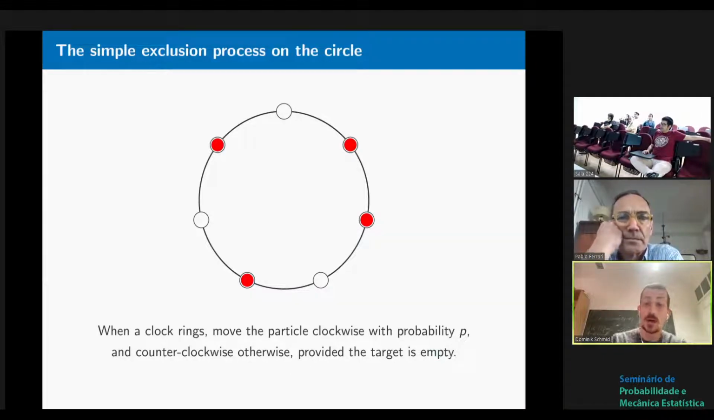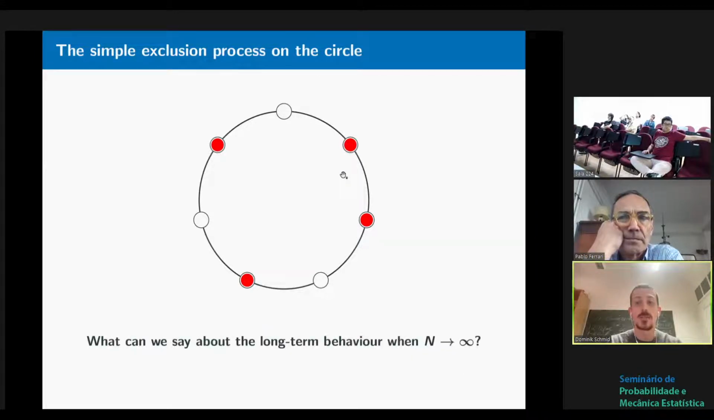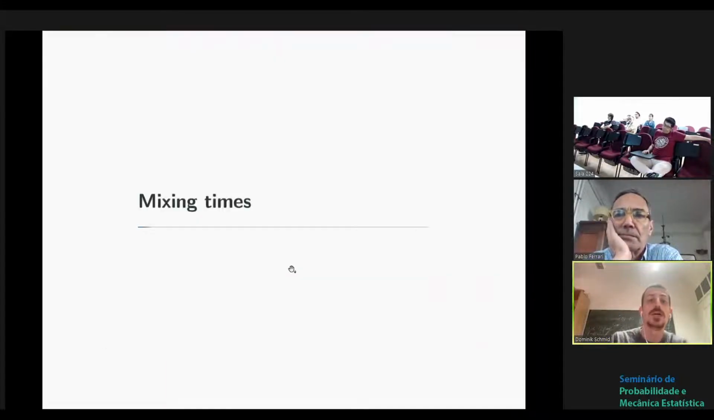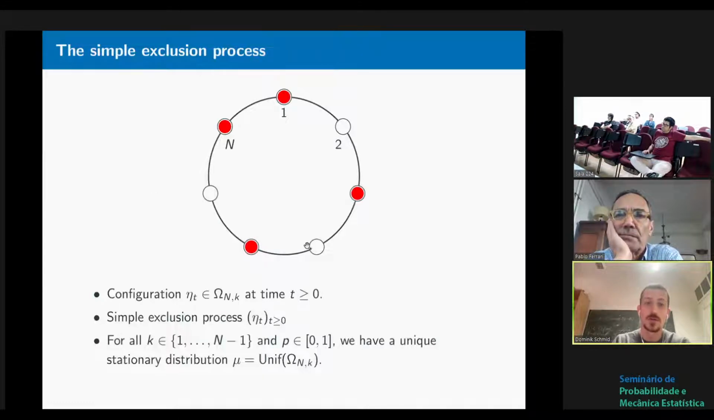Now, the question we're tackling during this talk is what can we say about the long-term behavior of this simple exclusion process when the length n of the circle goes to infinity. And the way we are going to quantify what the long-term behavior is, will be done using the notion of mixing times.